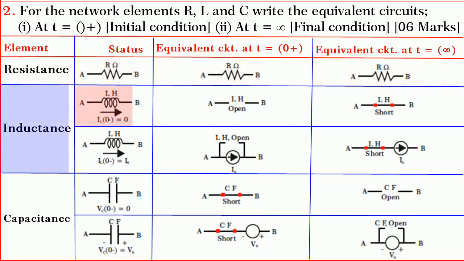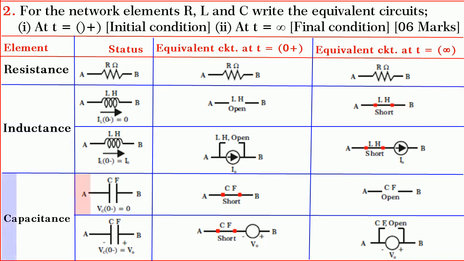If IL(0-) is equal to 0, then at t equal to 0+ also IL(0+) is 0. So, a zero current implies open circuit and hence at t equal to 0+ inductance behaves as an open circuit. At t equal to infinity, IL becomes constant. So, di/dt is equal to 0. Hence, the voltage across the inductance, L into di/dt, is equal to 0. So, a zero voltage implies short circuit.